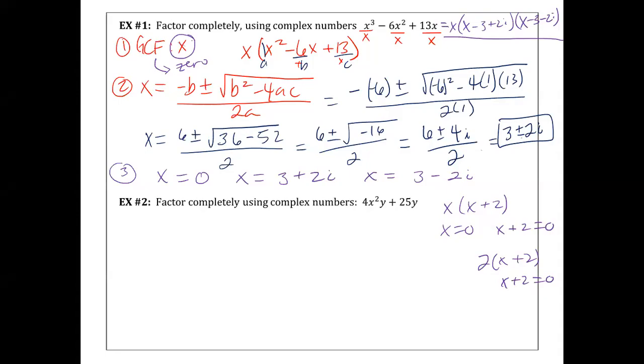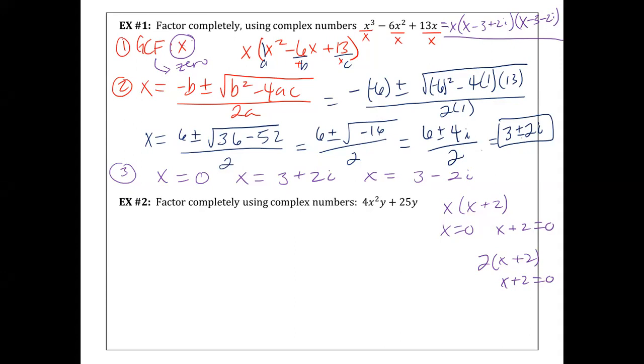All right, so we're going to continue talking about our complex numbers, not conjugates, our complex numbers. And so here we have the following example: 4x squared y plus 25y. And it wants us to factor completely.